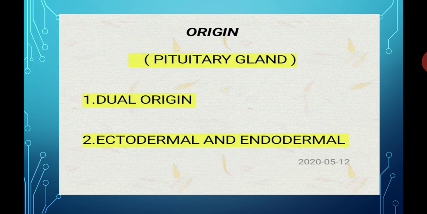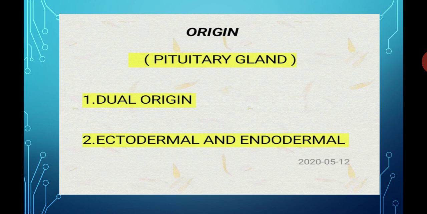Origin of a pituitary gland. The pituitary gland is ectodermal and endodermal in origin. That means it has a dual origin, because it develops from the ectoderm and the endoderm. So it is called a dual origin gland.